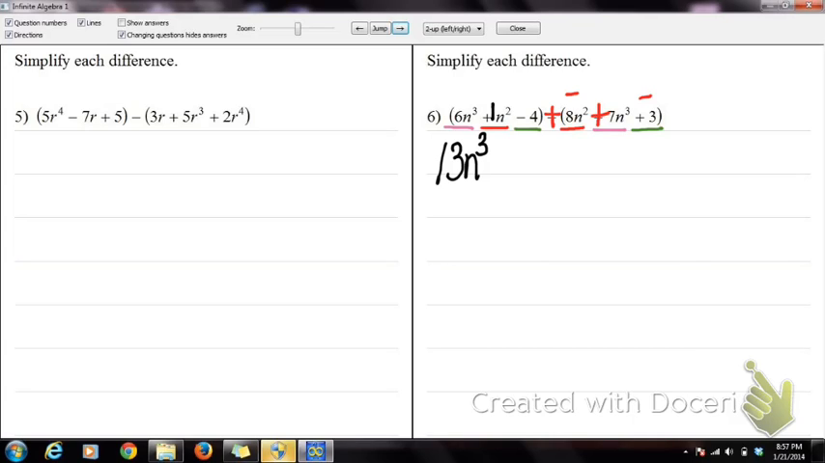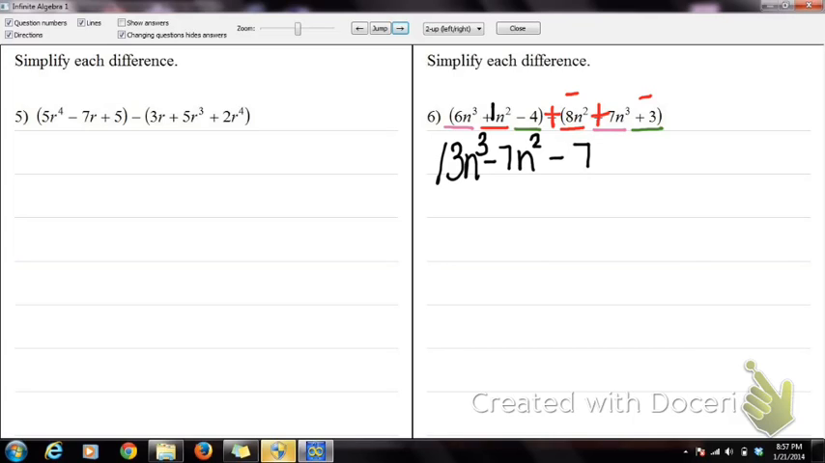The n squared has an invisible 1 in front of it, indicating there's 1 n squared, which we're going to add to our negative 8n squared. A 1 plus a negative 8 gives us a negative 7, and we keep the label n squared. The negative 4 plus the now negative 3 is a negative 7.